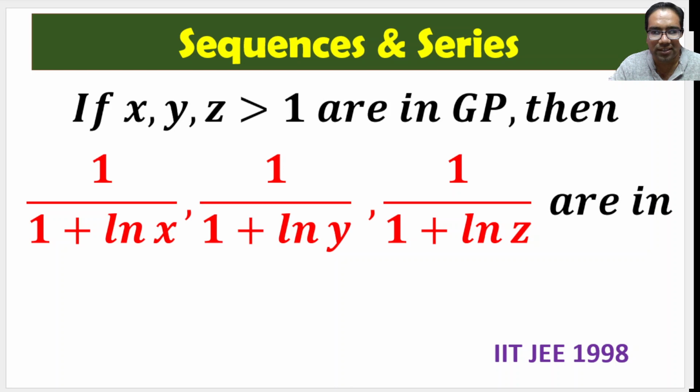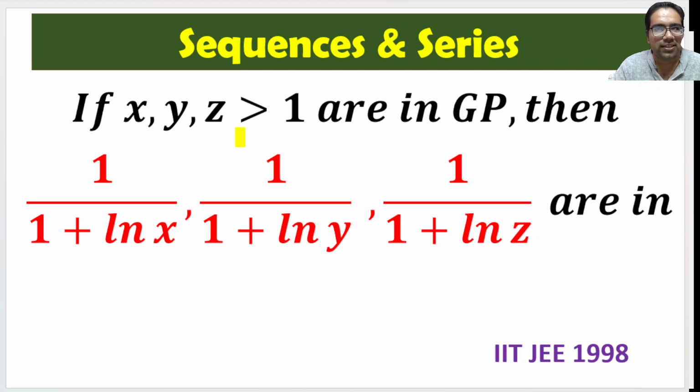Hi friends, here is another basic problem that came in IIT JEE 1998. We are given three numbers x, y, z, all greater than 1 and in geometric progression. Then these terms, 1 by 1 plus ln x, 1 by 1 plus ln y, 1 by 1 plus ln z, are in whether arithmetic progression, geometric progression or harmonic progression.